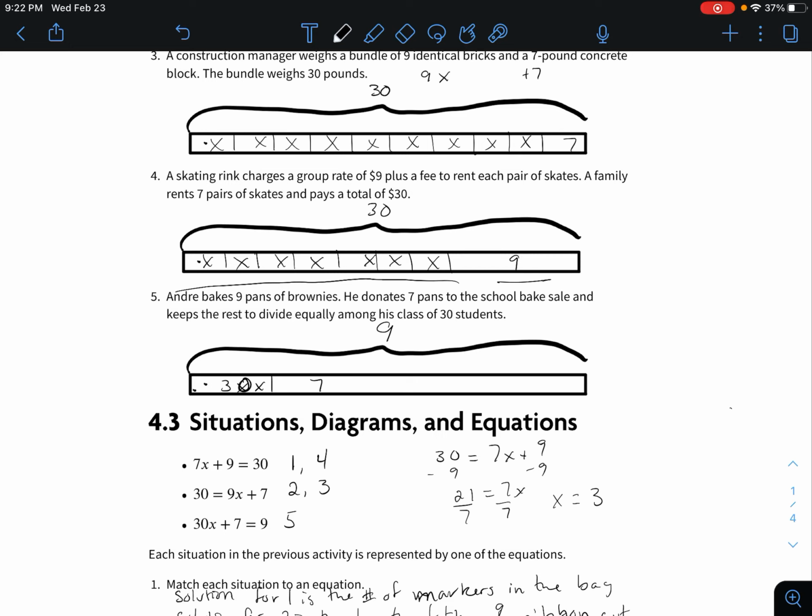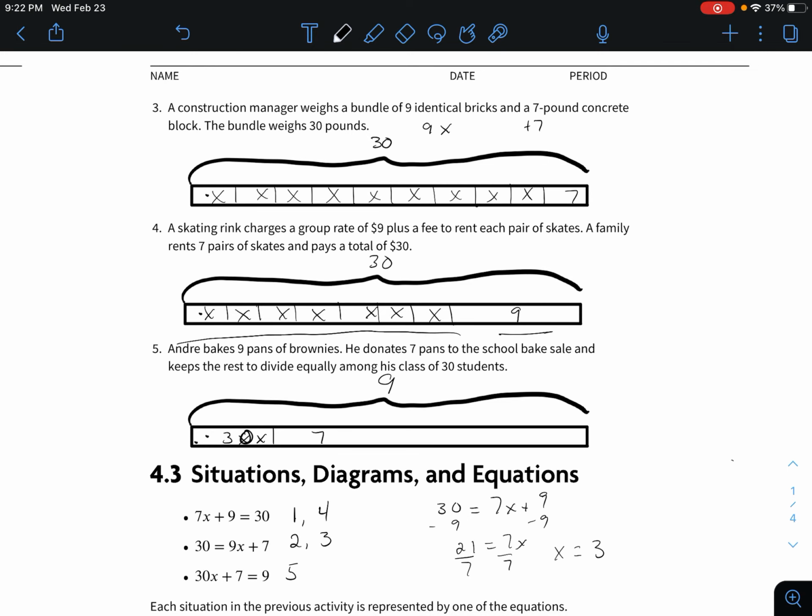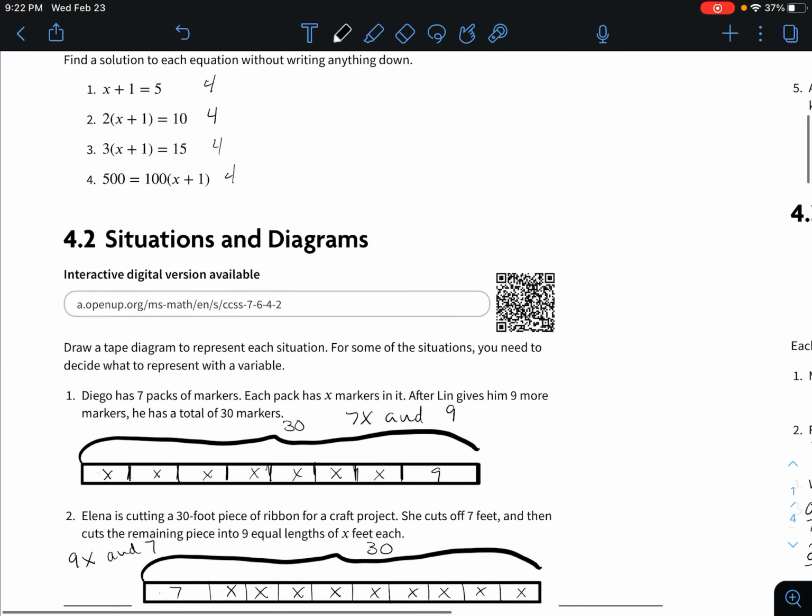That would be situation 2 and 3. One where it was the bricks, where there's 9 bricks in the concrete pad. And then the other one was the material, where they cut off 7, and then divide the rest up equally into 9 separate chunks.